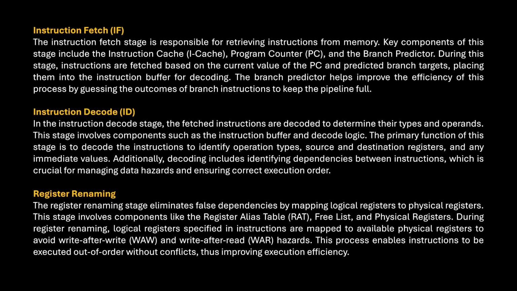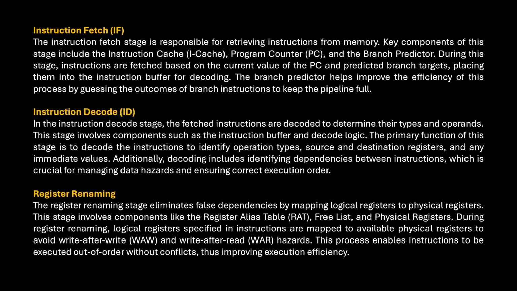Next is the instruction decode. In the instruction decode stage, the fetched instructions are decoded to determine their types and operands. This stage involves components such as the instruction buffer and decode logic. The primary function of this stage is to decode the instructions to identify operation types, source and destination registers, and any immediate values. Additionally, decoding includes identifying dependencies between instructions, which is crucial for managing data hazards and ensuring correct execution order.